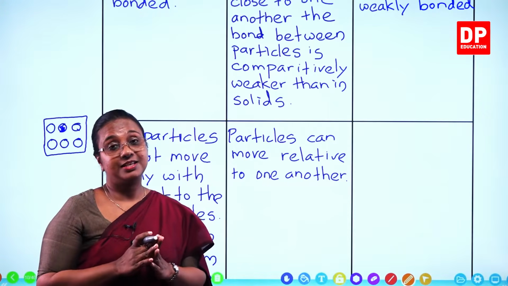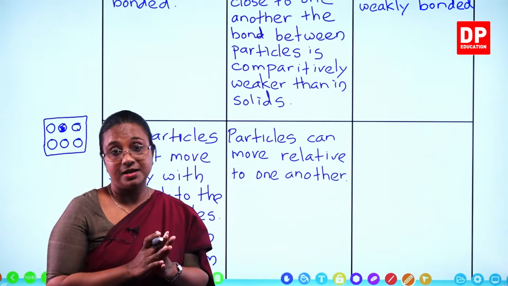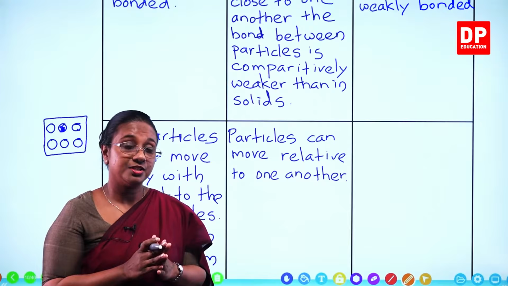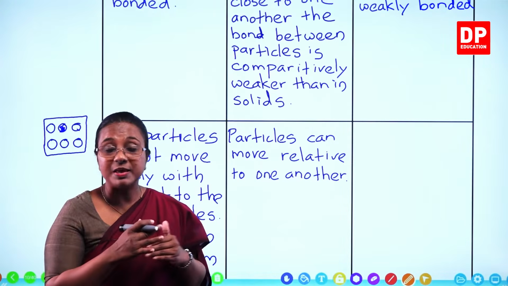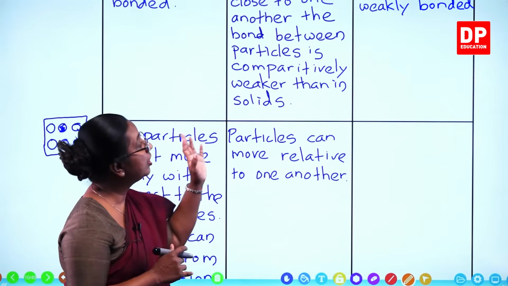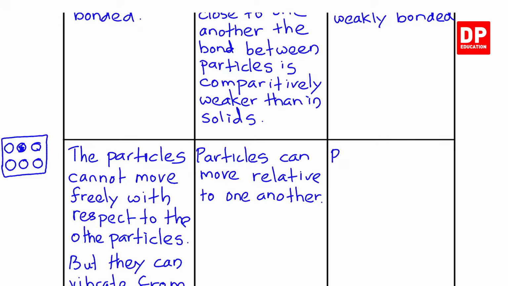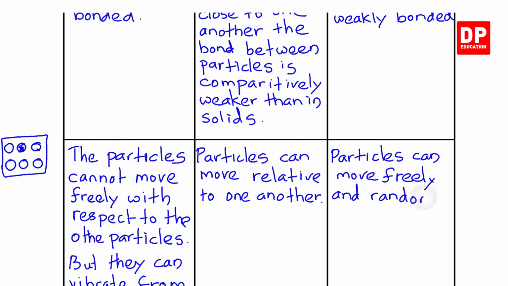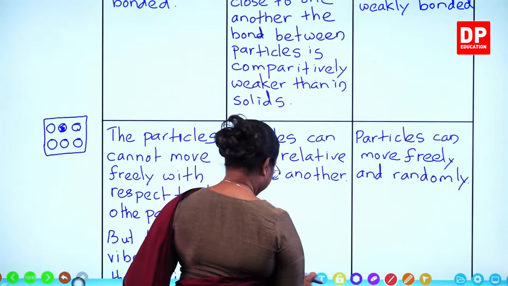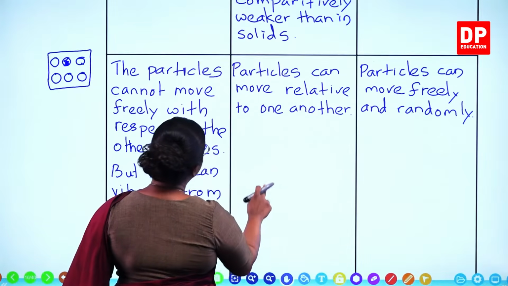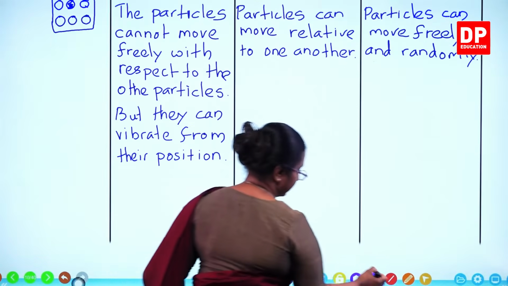But in the gaseous state, you all know the particles were very far apart. They are randomly arranged. They are not organized. And there was a lot of space between the particles. So therefore, they can move freely and randomly. So here we can say particles can move freely and randomly. So that is the third feature of all these states.